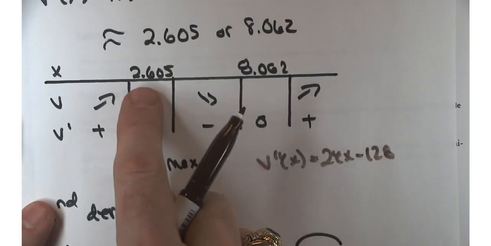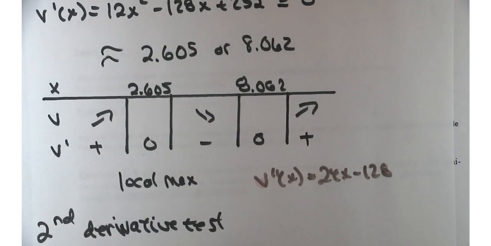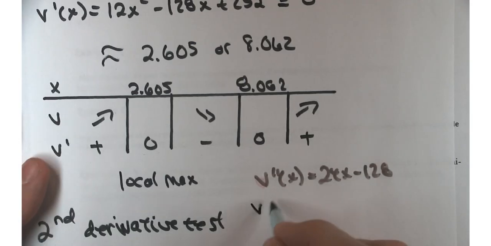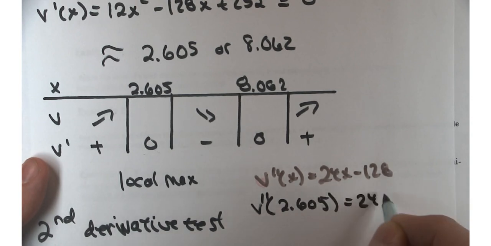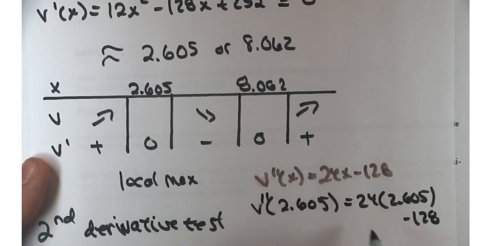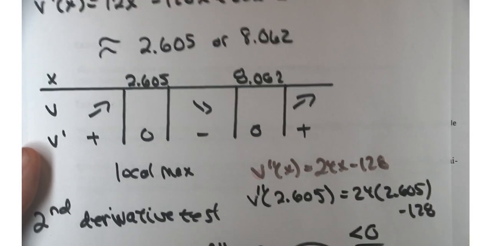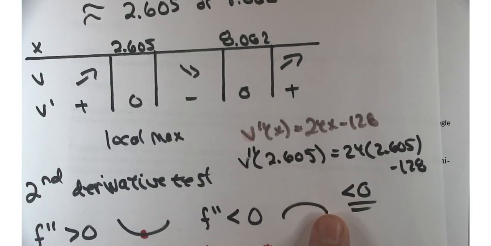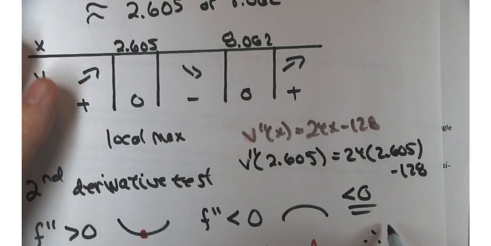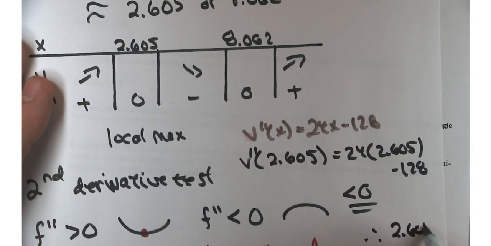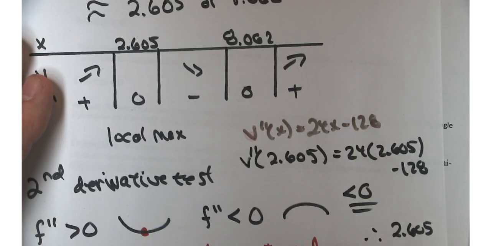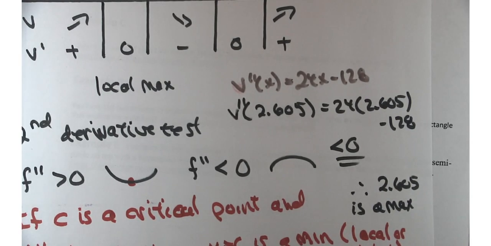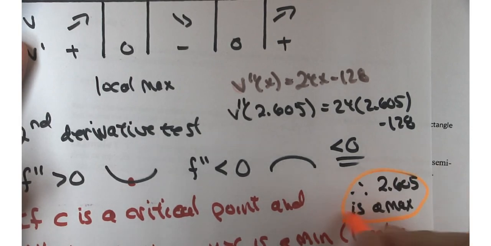And if I take a look at v double prime at 2.605, I'm not going to take out a calculator for that. V double prime of 2.605 is going to be 24 times 2.605 minus 128. Whatever it is, it's going to be less than 0. Negative 65.48. But it's less than 0, therefore 2.605 is a max. So, nice. So you confirm that two different ways.